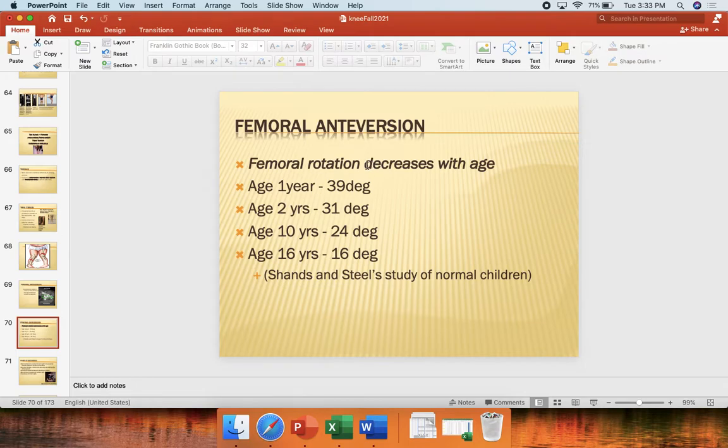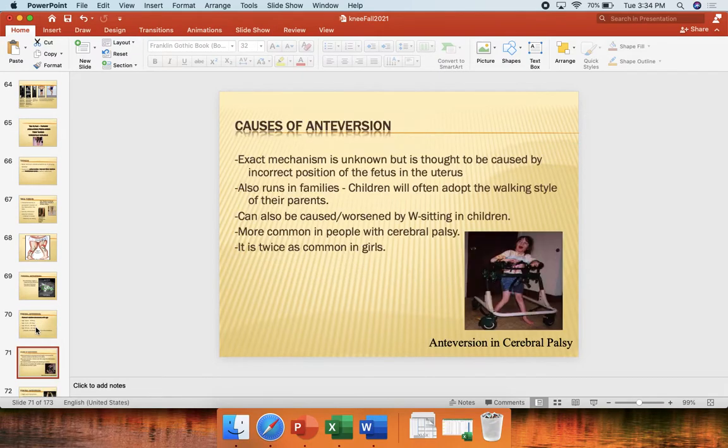This gives us a little bit of the progression and why that toeing in is going to be common as kids are young, and as they age, how they're going to age out of that toeing in. So femoral rotation decreases with age. So remember, femoral anteversion is when this angle is greater than 10 to 15 degrees, is what that video said. So at 1 year old, maybe they'll have 39, 40, 30 degrees as they're getting older. And you can see over time, the amount of anteversion decreases, so the chances of toeing in will also decrease. Going to go ahead and move into some of the causes.